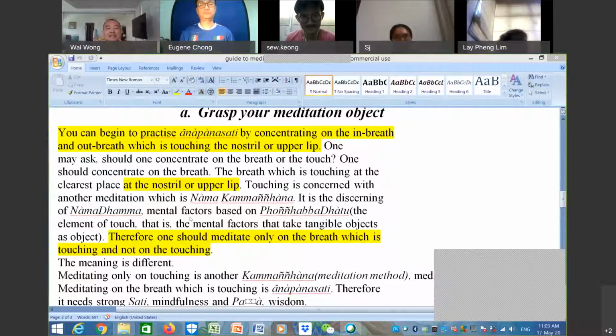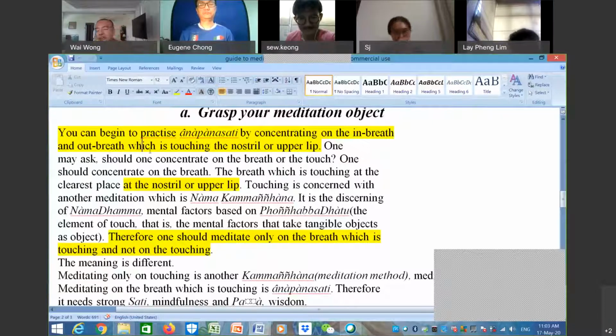Okay, so now we start to explain this. First of all, there are a few Pali terms here. Please ignore the Pali terms. The reason is the Pali terms are not properly shown, because they need a special font to be shown properly. So please ignore them. The Pali terms are not correct already.